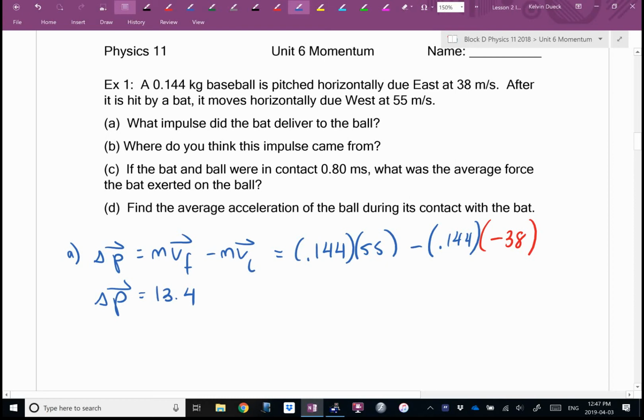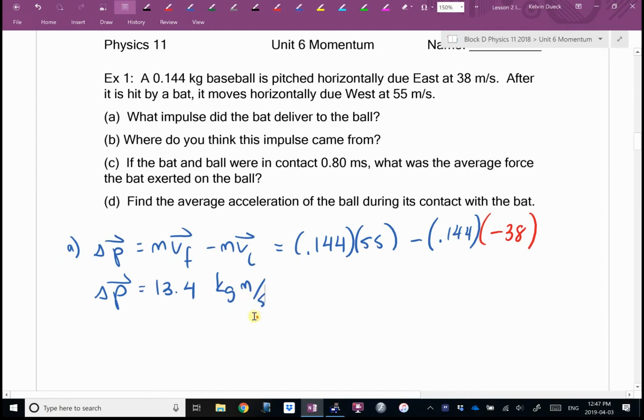Units. Because change in momentum is still momentum. Impulse is kilogram meters per second. B.